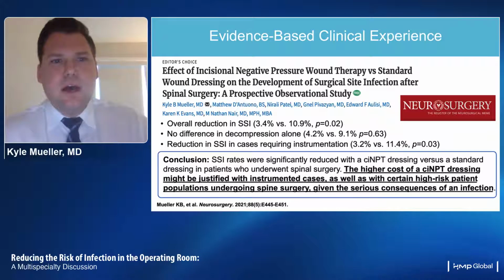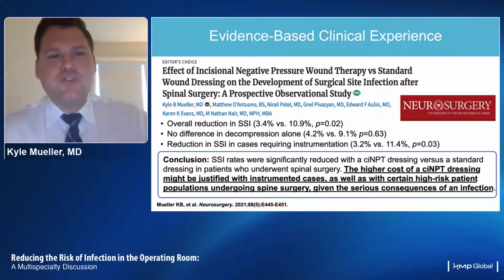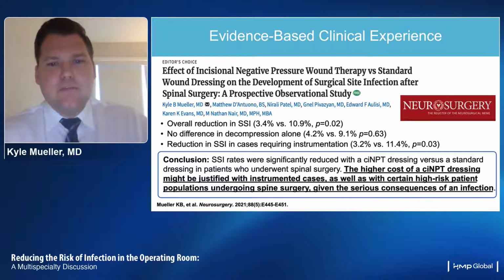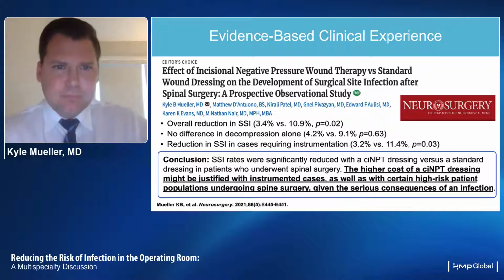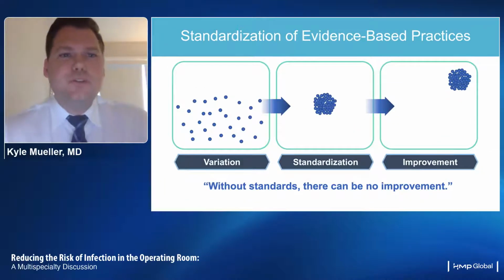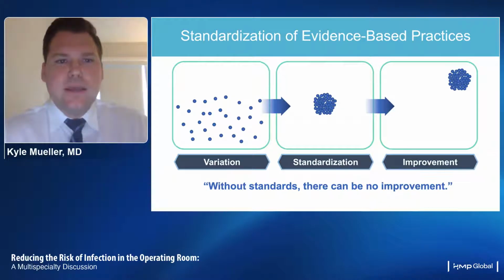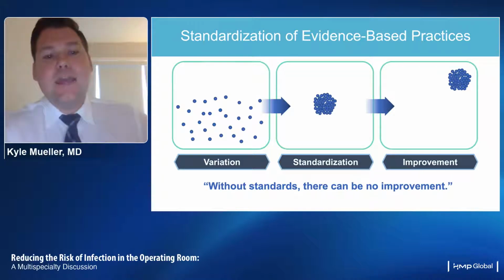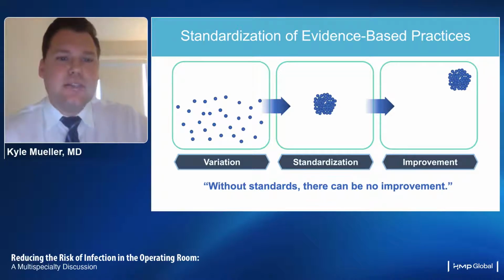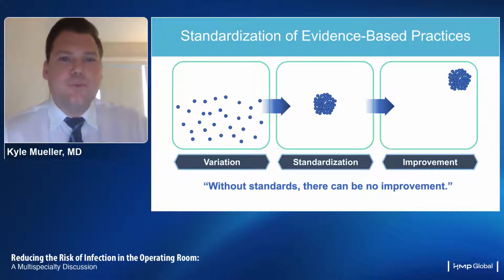Recently, the use of incisional negative pressure therapy has been shown to be a strategy to reduce the rate of surgical site infections, especially in high-risk groups such as oncology, revision fusions, and deformities. So it is a strategy that can be used to help with that. Collectively, what we hope to do is achieve some sort of standardization of evidence-based practices, where we take the historical variation in spine surgery, help to standardize this process, then evaluate it and look to improve it.